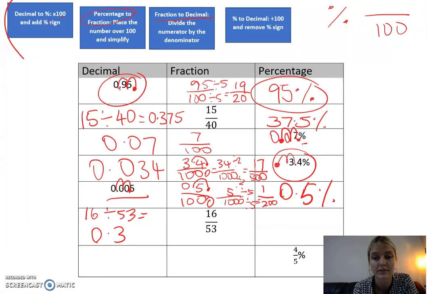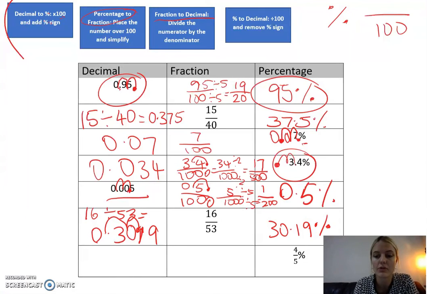Let's go to percentage. Now, in this case, it's a good idea, because the percentage will want it to be more accurate, to actually include those decimal places that I just rounded. So I'm going to write up to 4 decimal places, 0.3019. Decimal to percentage times by 100, 30.19%.